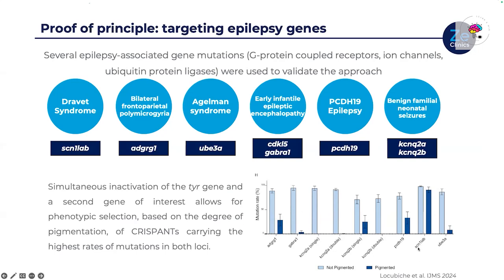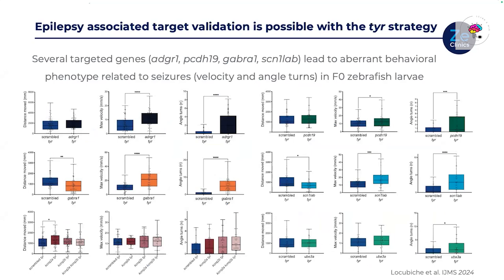This was not the case for SCN1A, because in both cases the single guide worked so well that, either pigmented or not pigmented, we would have almost 100% mutation rate in this gene. And so we used this in order to then phenotype all these mutants. So we ran them through the Noldus system. It's the zebrafish system for tracking of individual larvae.